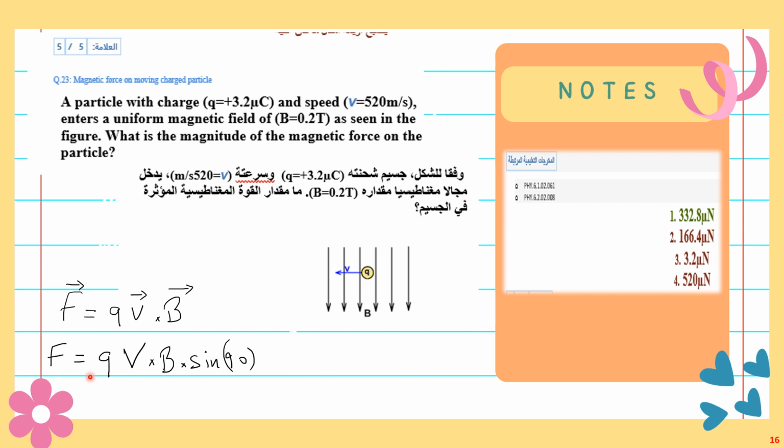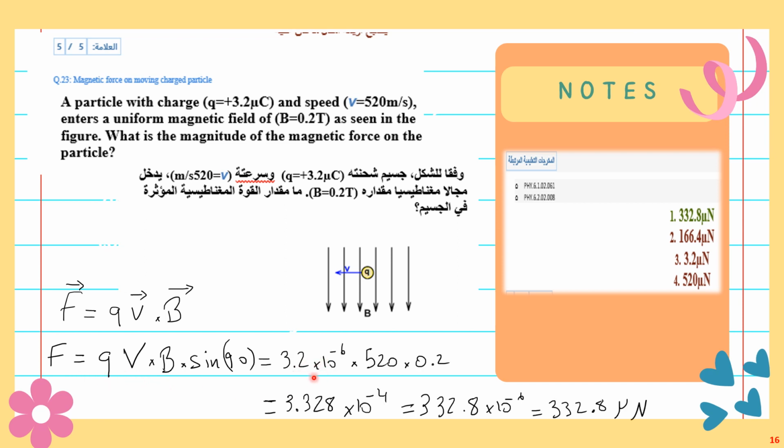So how do we calculate the force? It's simply QVB. Q is given as 3.2 times 10 to the power of minus 6 because it's microcoulomb, multiplied by 520 meters per second, multiplied by B, the magnetic field, which is 0.2. So you do the calculation and the answer is 332.8 micronewton.